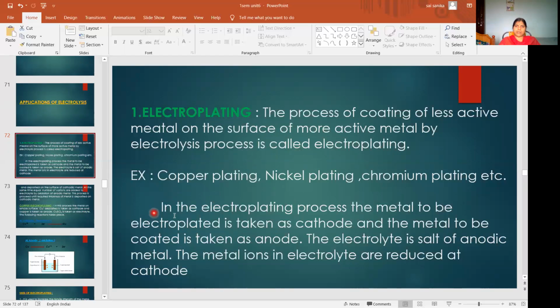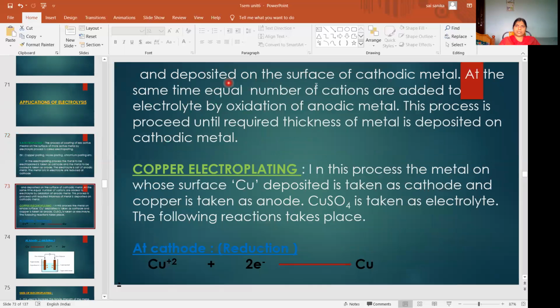In the electroplating process, the metal to be electroplated is taken as the cathode, and the metal to be coated, whatever metal you want to coat, will be taken as the anode, and the electrolyte will be the salt of that anodic metal. In the process, the metal ions in the electrolyte are reduced at the cathode and they will go and deposit on the surface of the cathodic metal.